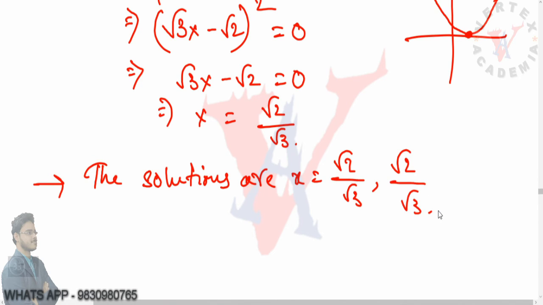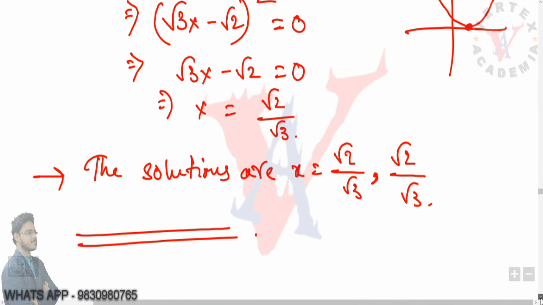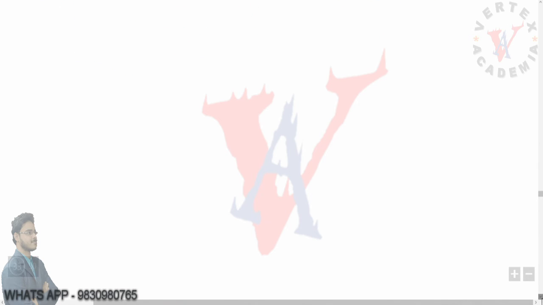Now generally this is just a format of writing the answer, because a quadratic equation generally has 2 roots. So here it has a single root, so you just write the 2 roots separated by a comma. So the solutions are root 2 by root 3 and root 2 by root 3. So I hope this is clear to you, how to find the solution by factorization.